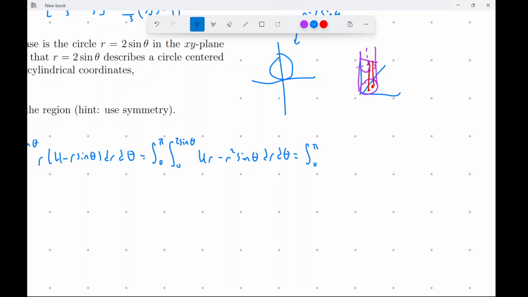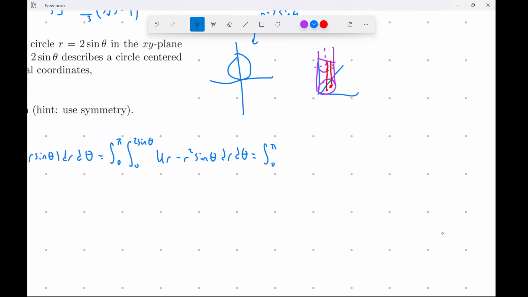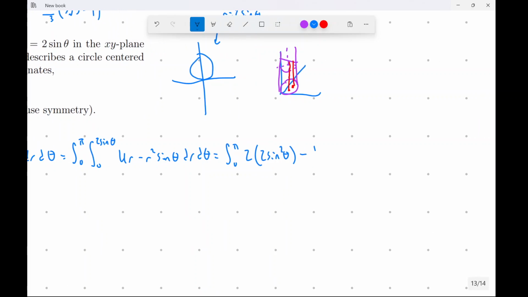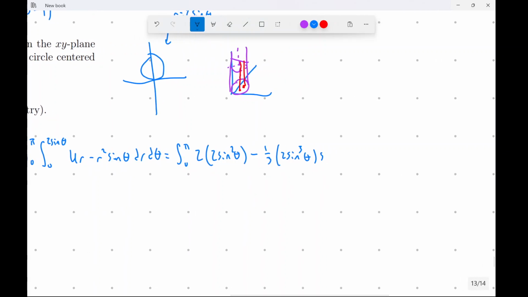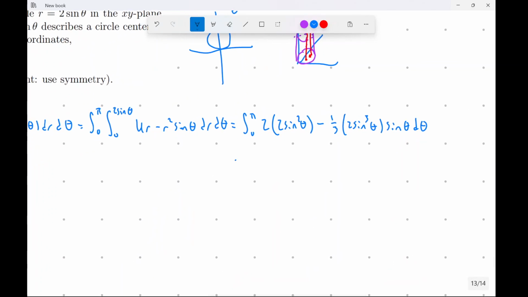Then we do the r integral, and we get, let's see, this is 2 times r squared minus 1/3 times r cubed. Okay, and so then that is integral from 0 to pi of 4 sine squared theta minus 2/3, wait, the cube should be on the outside here, 8/3 sine 4th theta.